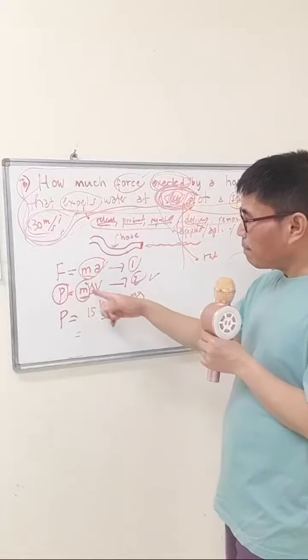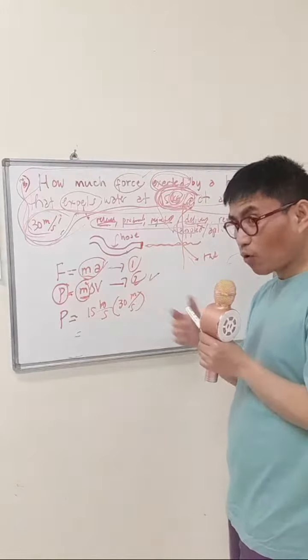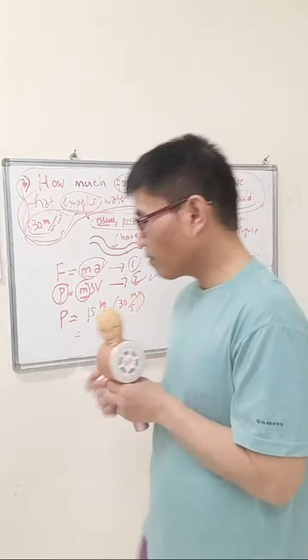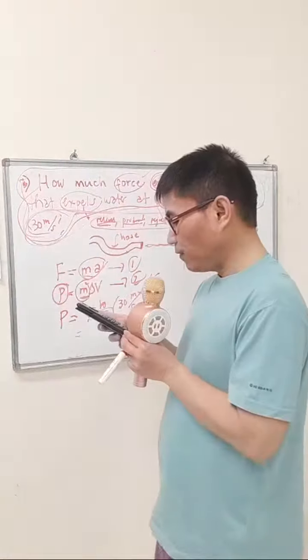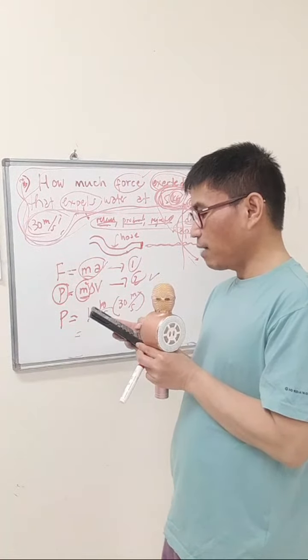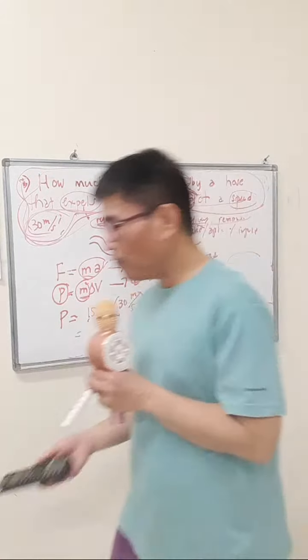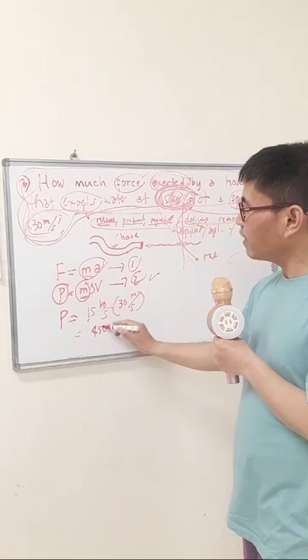So here, see, mass flow rate. Since this is a mass, it's okay because it involves mass. Okay, 15 times 30, how much? I will show you the magic, okay? So 15 times 30. Okay, 15 times 30 is equal to 450. Okay, 450. Take note of the unit.